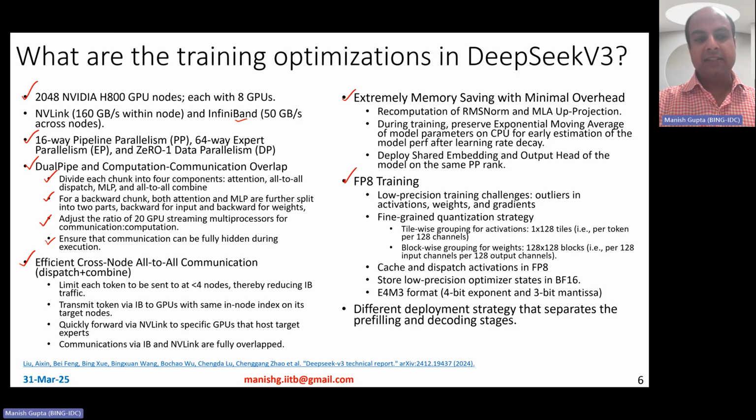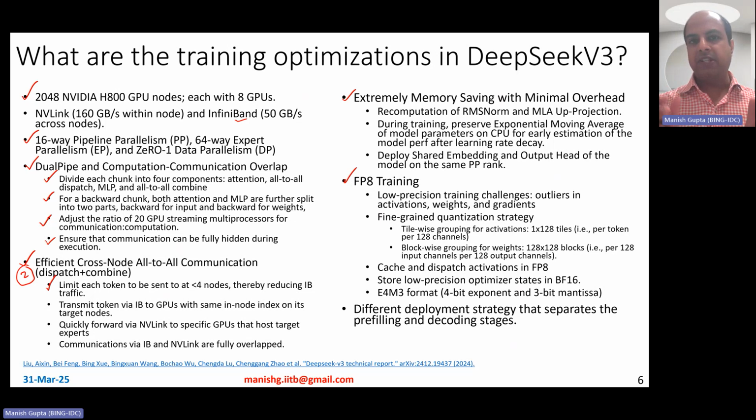Now, the second thing is this efficient cross-node all-to-all communication, which is very much required when you're doing mixture of experts. First, they ensure that each token is sent to fewer than 4 nodes, thereby reducing the InfiniBand traffic, so inter-node traffic.